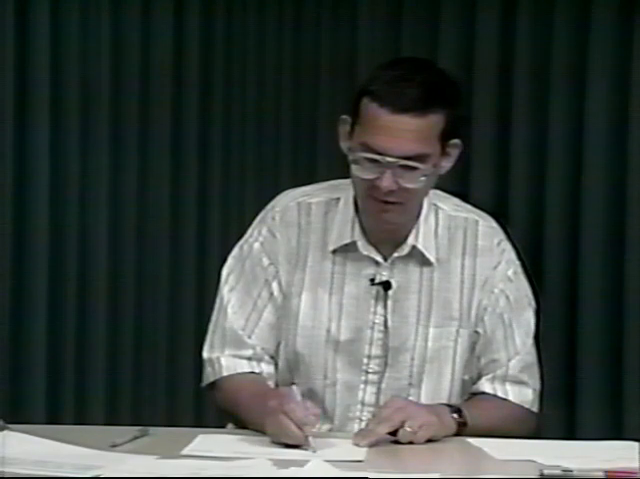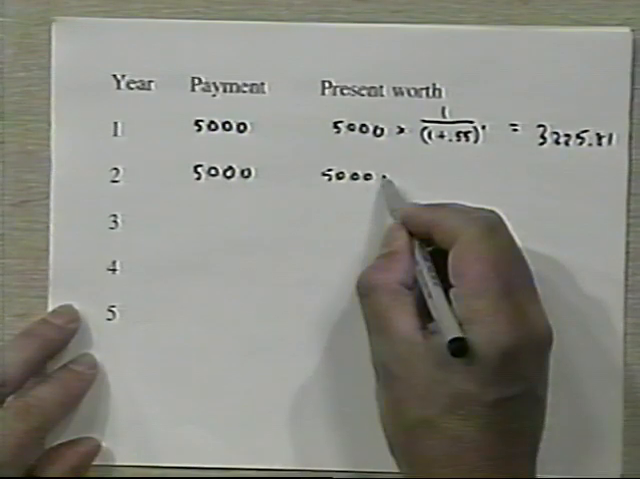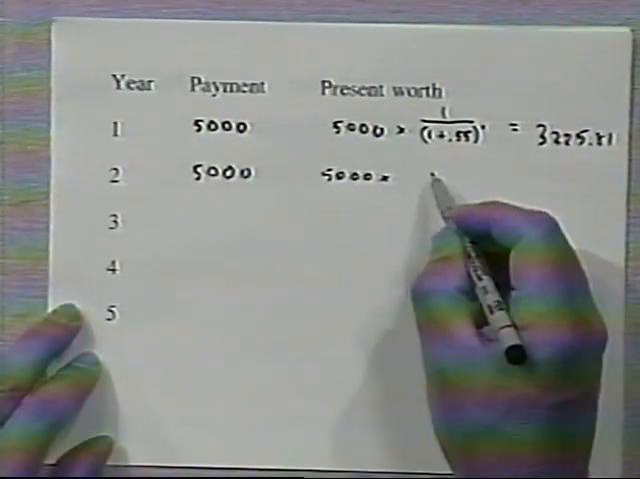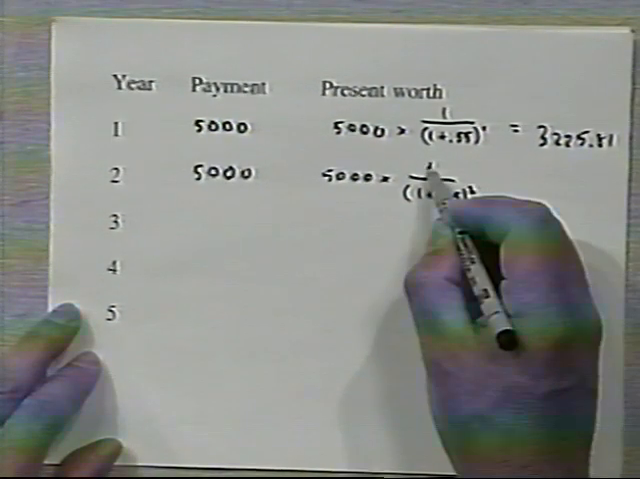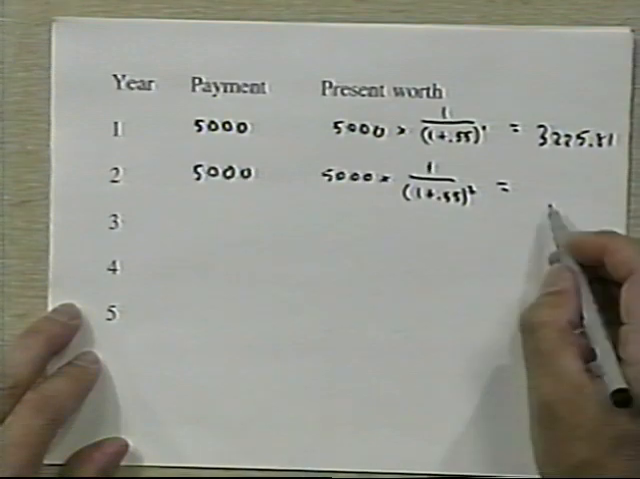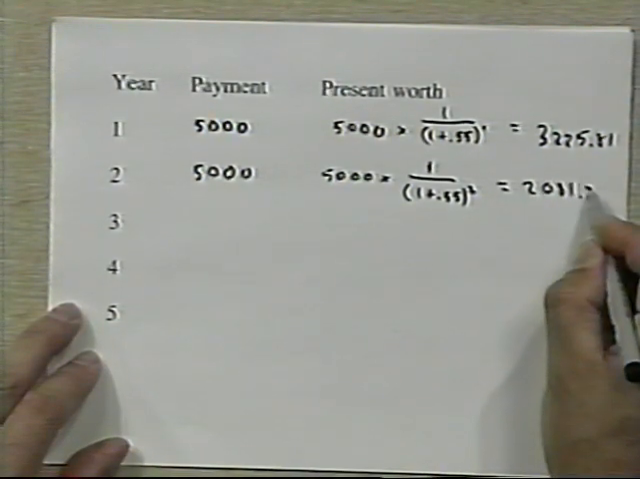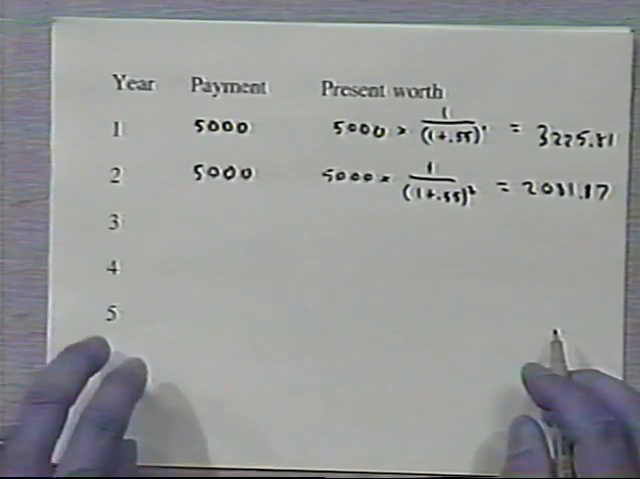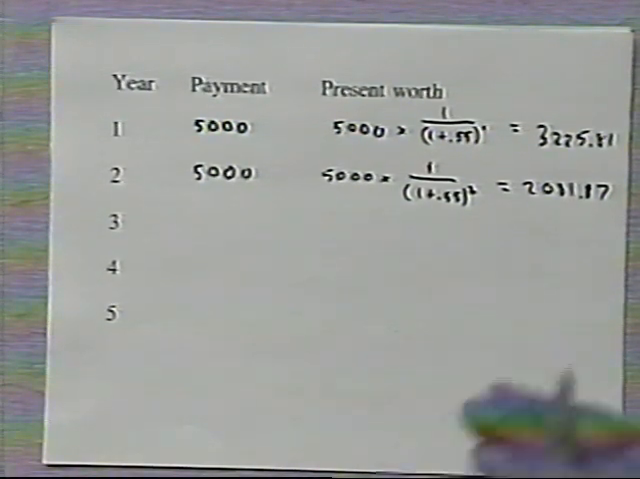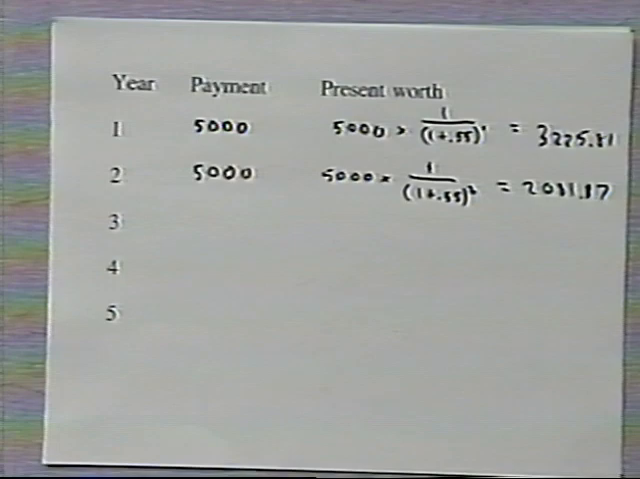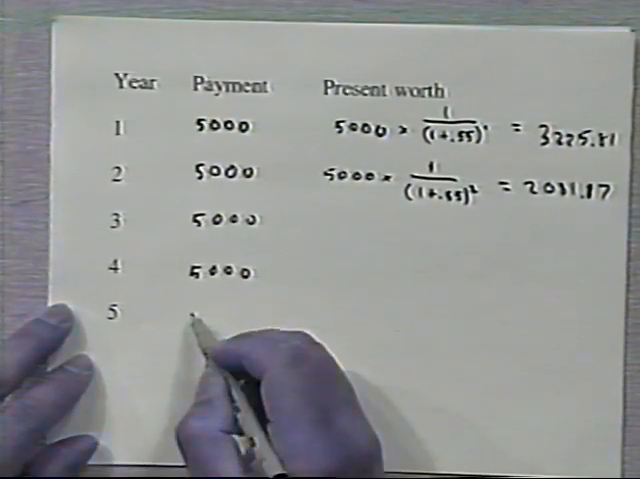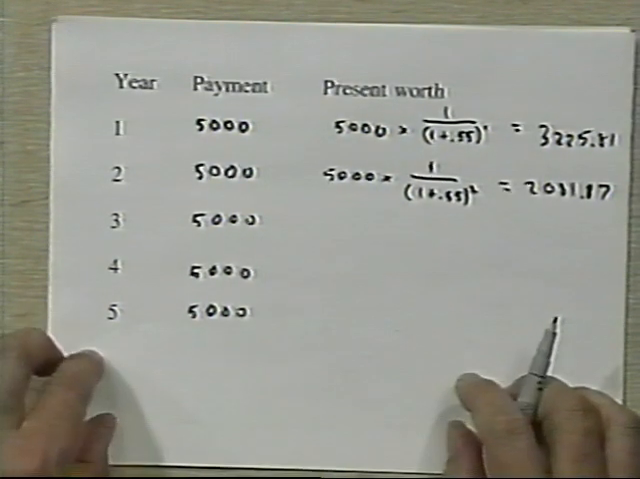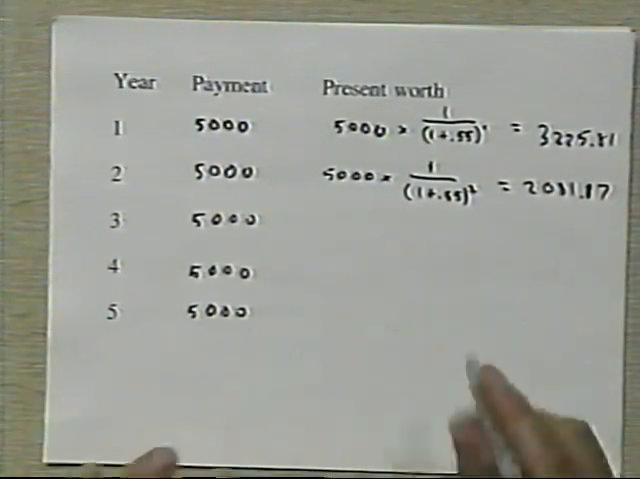Similarly, if we make the same savings in the second year, we'd have $5,000 now brought back in time 2 years. So it's 1 over 1 plus 0.55 raised to the power 2, which is $2,081.17. So the benefit today of the savings in the second year are diminished. And we can do that over the 5-year savings that we're told could be achieved with the overhaul.